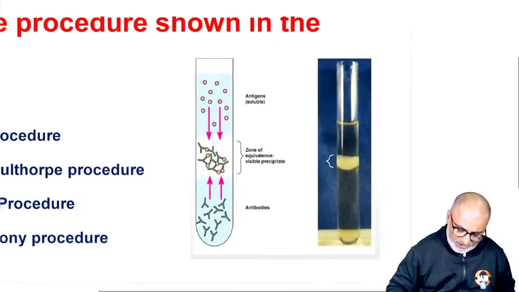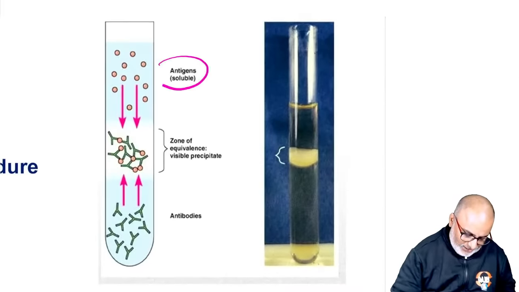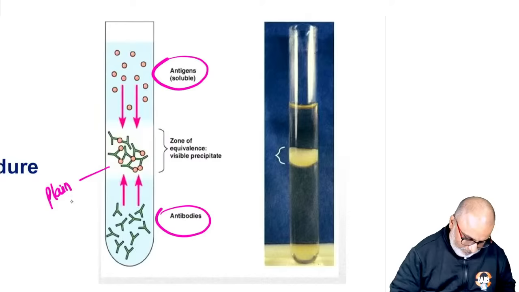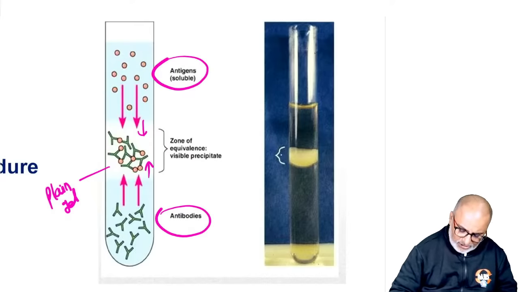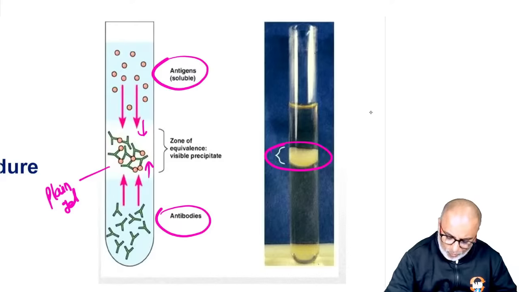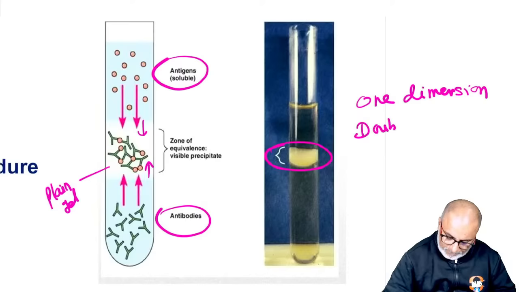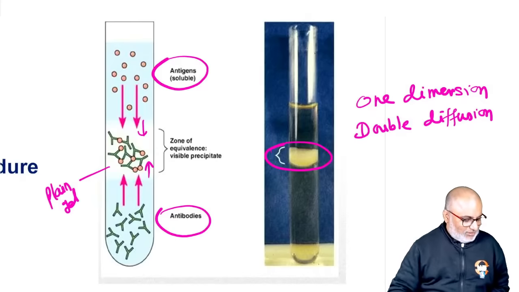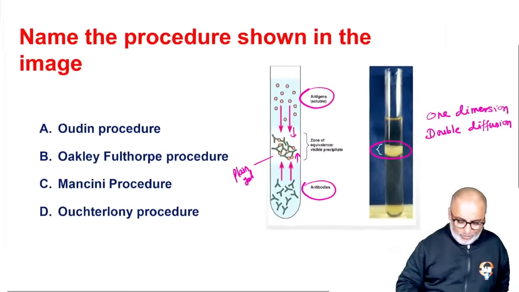Name the procedure shown in the image. See here, it is an immunology question. Antigen is here, antibodies here. Antigen, it's a plain gel. Antigen coming down, antibody going up. Where they meet at optimum concentration, they form a line of precipitation. So it is one dimension immunoprecipitation, double diffusion. What test is it? Name the procedure shown in the image.